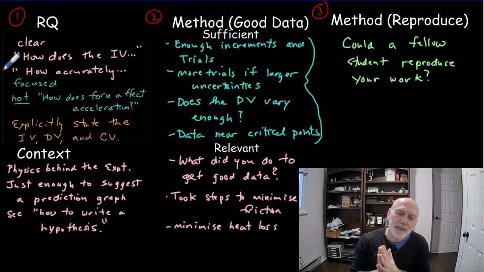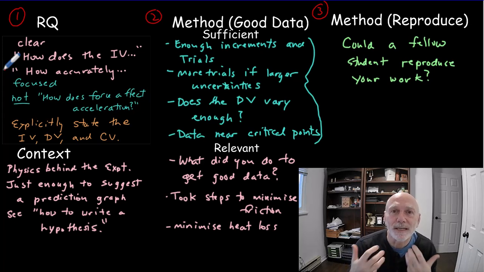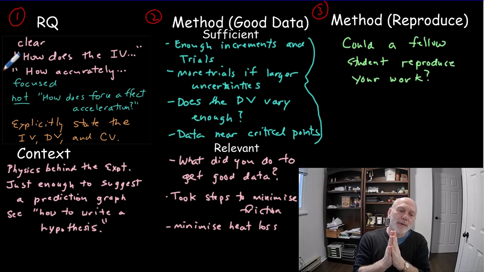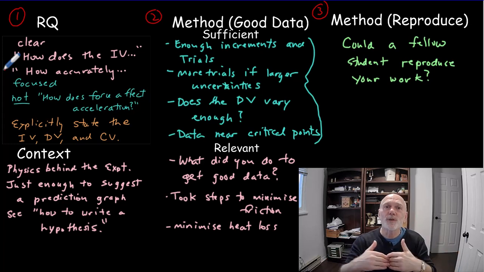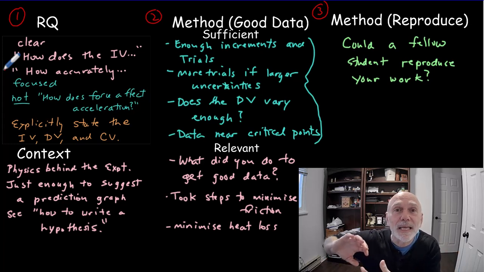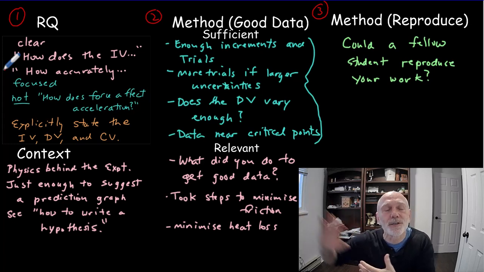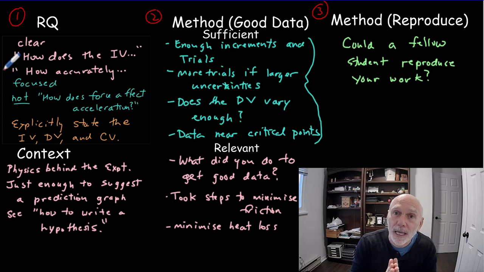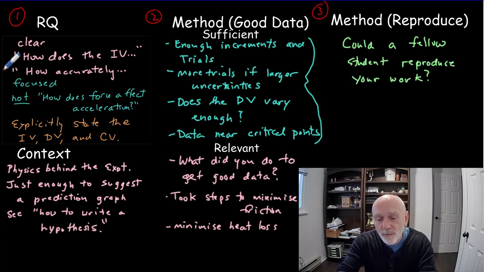And then the other thing is, how did you get relevant data? By relevant data, we mean essentially good data. Let's say you assume there wasn't any friction in your experiment. Well, you might have had to take some steps to eliminate friction as much as possible. Or maybe you're doing a heat transfer experiment and you want to mitigate, lessen as much as possible, the heat losses to the environment. So what sort of steps did you take so that your data is going to be good, relevant?